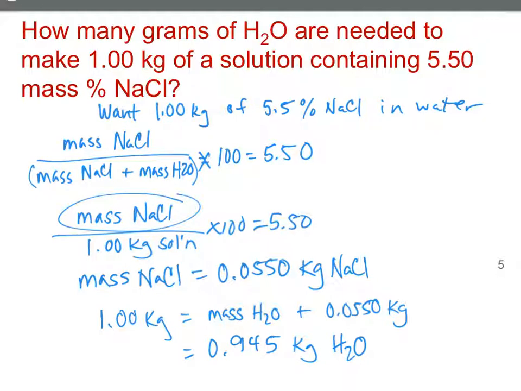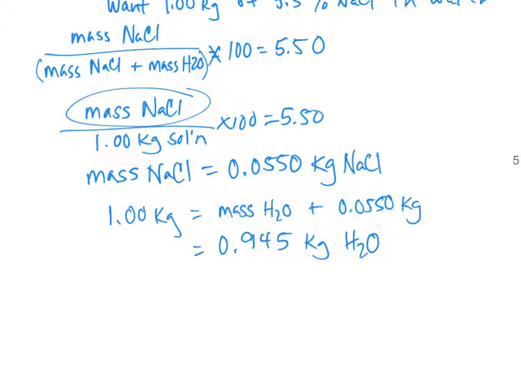Did I say grams? Yeah, so we're in kilograms. We can convert that to grams. 1,000 grams in a kilogram, so this is 945 grams. Again, our solvent is in much greater portion than our solute. That's a good mental check. Other questions?